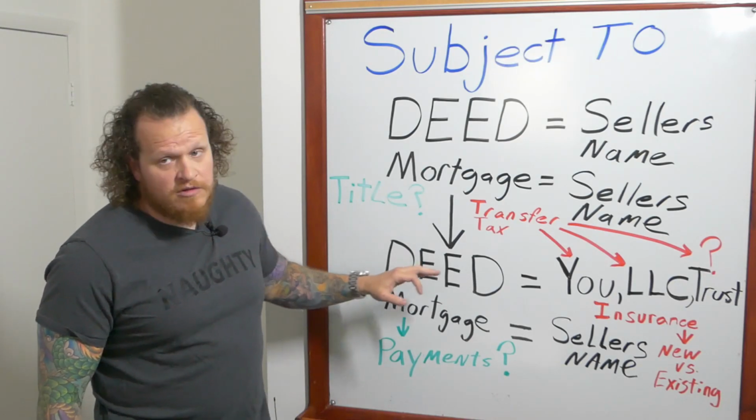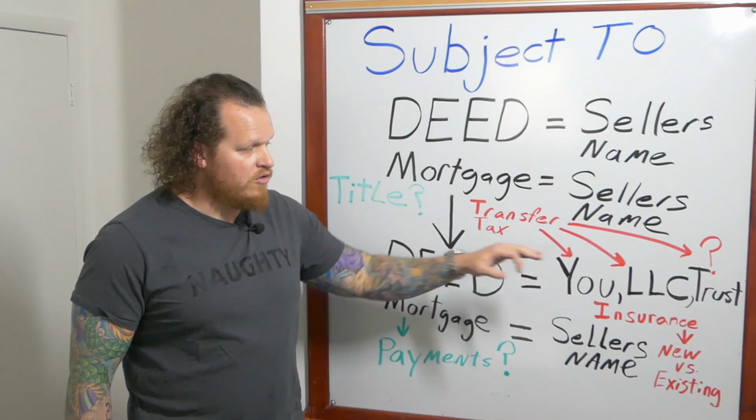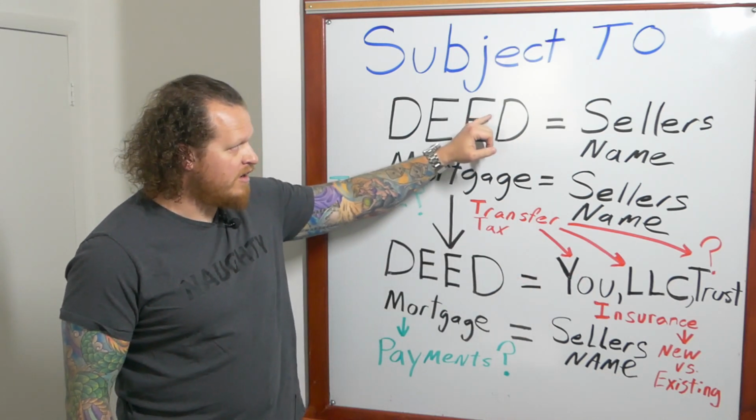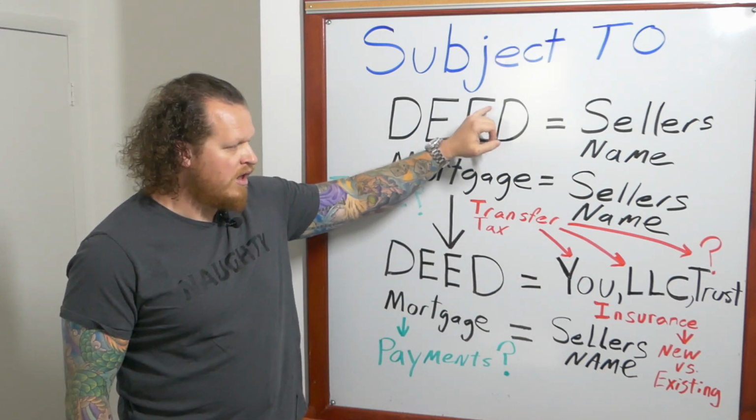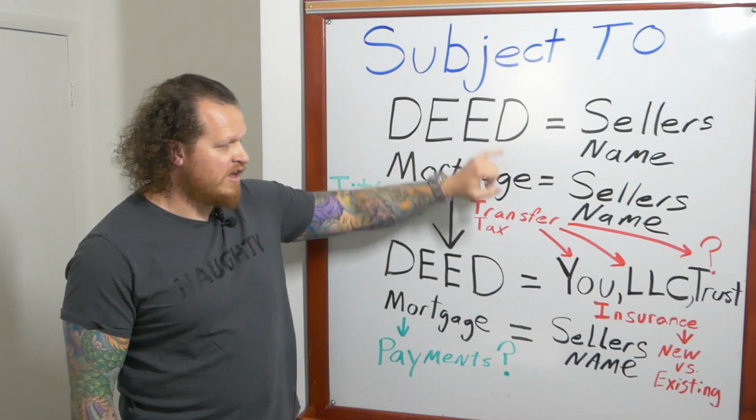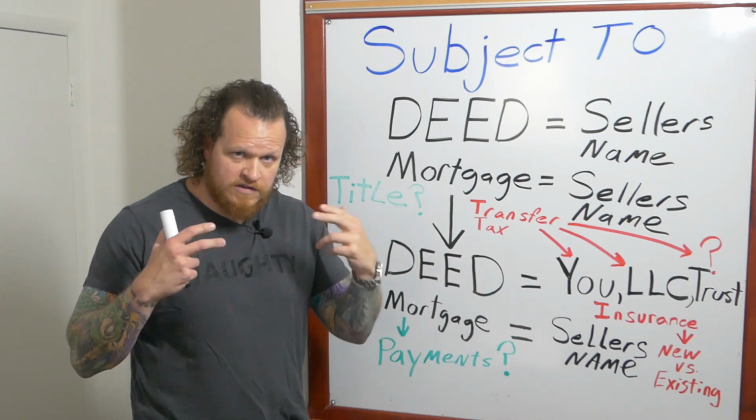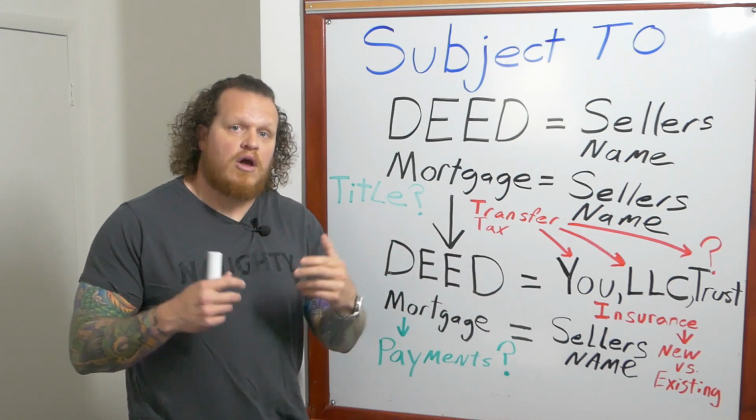Now, a lot of times lawyers will do that for you. However, if you do that, you've actually, by taking a property out of somebody else's name or your own and putting it into an LLC, or by taking a property out of a seller's name and putting it into your own name, you have breached the due on sale clause on the mortgage.